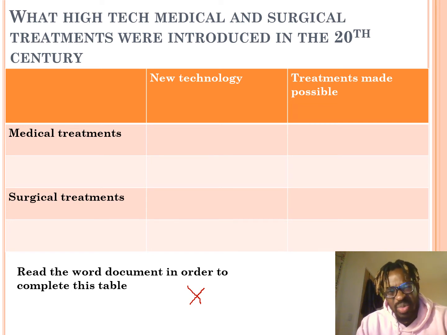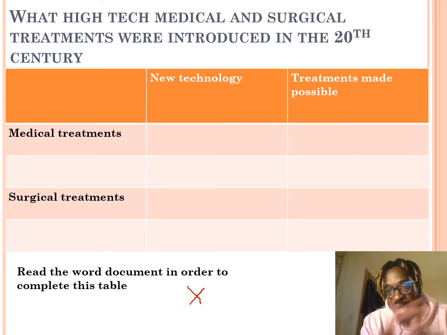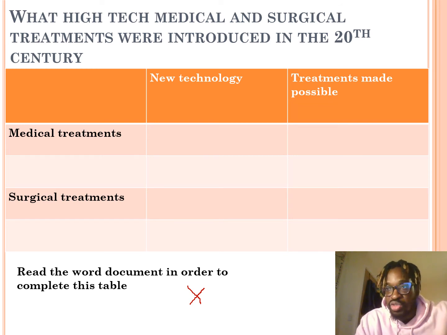again, lots of you will read and go, medical and surgical treatments, what are you talking about? Those of you who've had surgery before, we're talking about things like keyhole surgery. That's a surgical treatment that came about because of new technology, and allowed more in-depth treatments to now be possible. So I want you to look at what high-tech medical and surgical treatments were introduced in the 20th century, to therefore obviously improve treatments in the modern era. Again, read the Word document, you'll find all the answers.